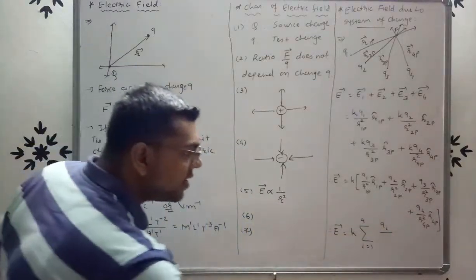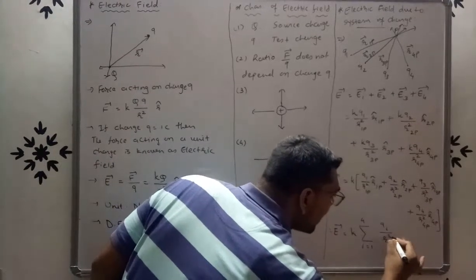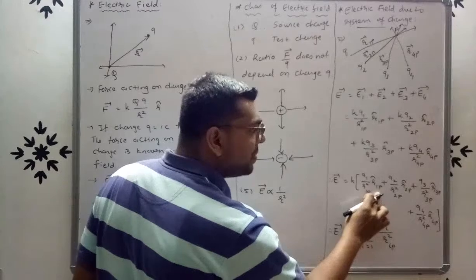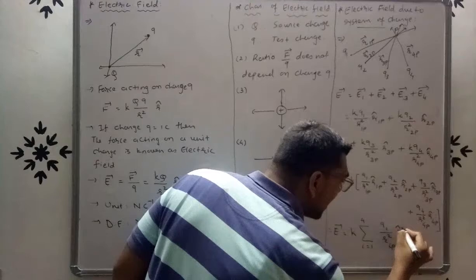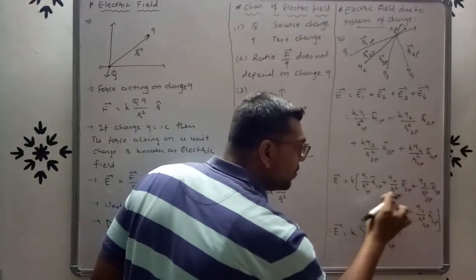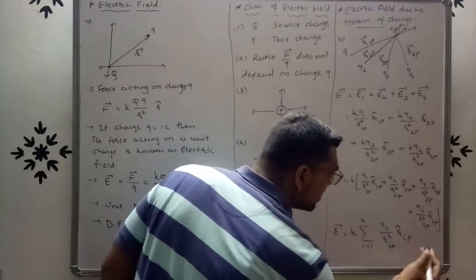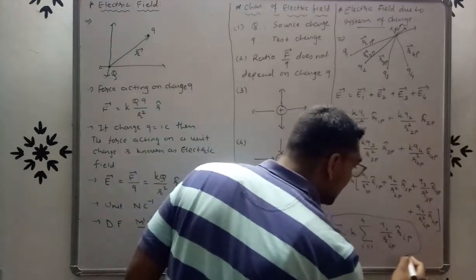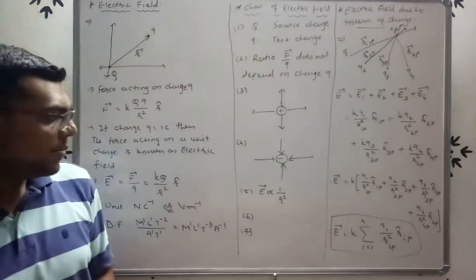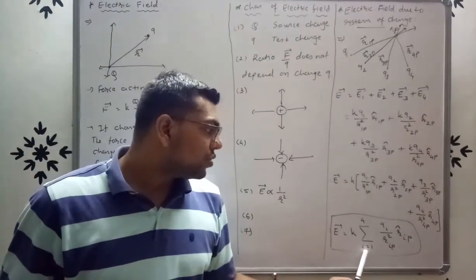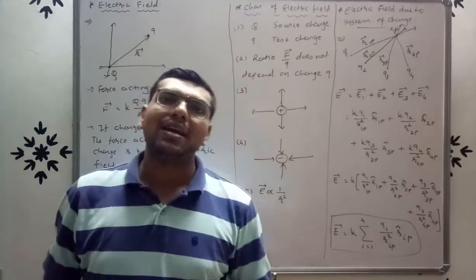So here we define i: RiP square, then R1P cap, R2P cap, R3P cap, R4P cap. So for R cap, the first index changes 1, 2, 3, 4, so Ri, and the next term P is the same, right? So the electric field is given by vector E is equal to K sigma i equals 1 to 4 Qi upon RiP square, RiP cap, right?